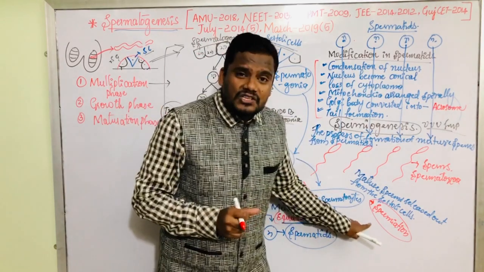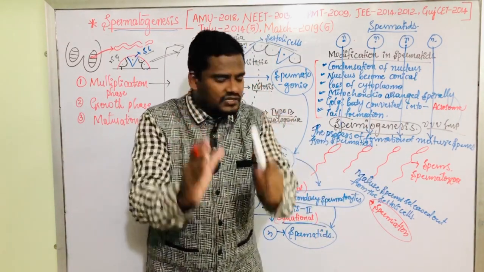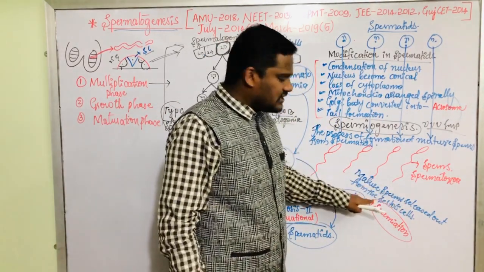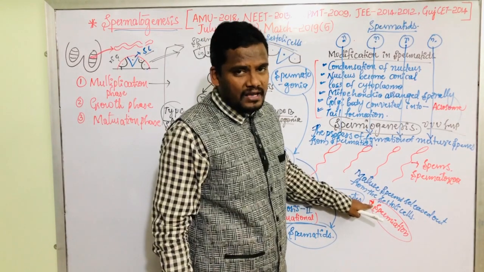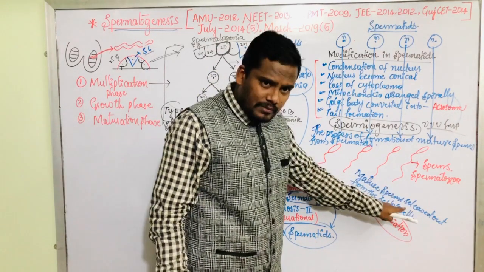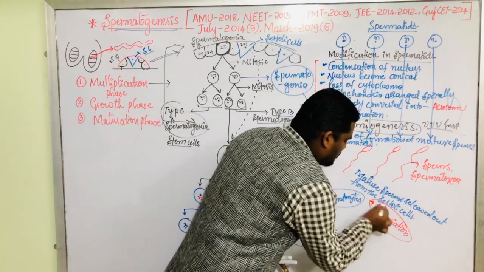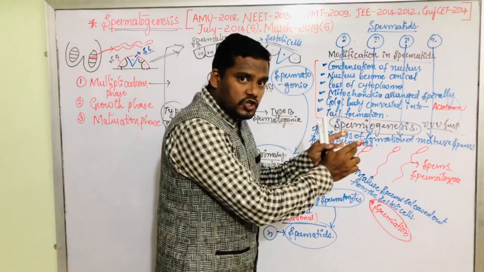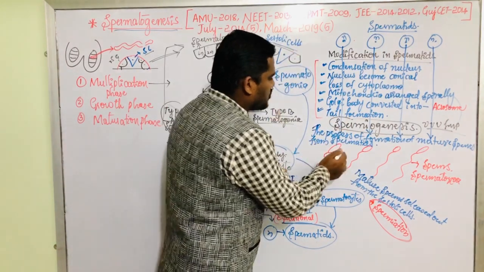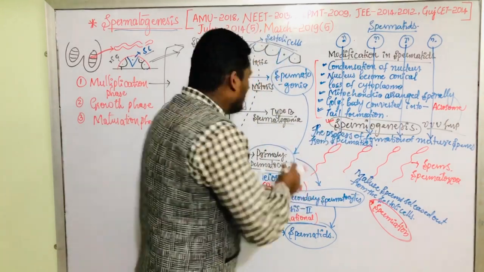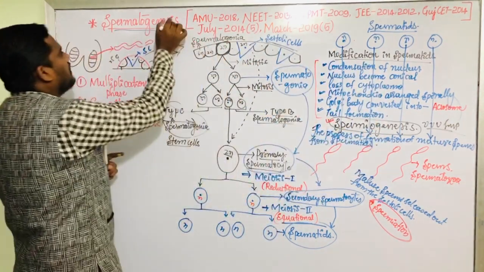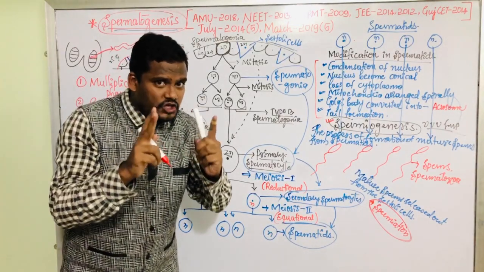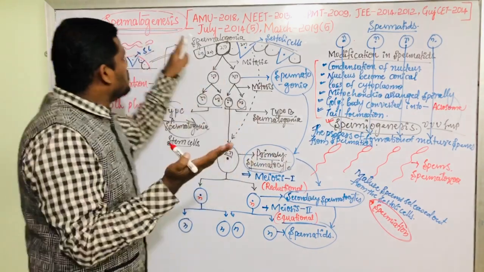But the exact specific answer is the release of mature sperms from the Sertoli cells, not from the seminiferous tubule, my dear friends. Release of mature sperms from the Sertoli cell is called as spermiation, whereas the formation of mature sperms from the spermatids is called as spermiogenesis, and the entire process of formation of the sperm is called as spermatogenesis. Three very important definitions, and they are very, very confusing.